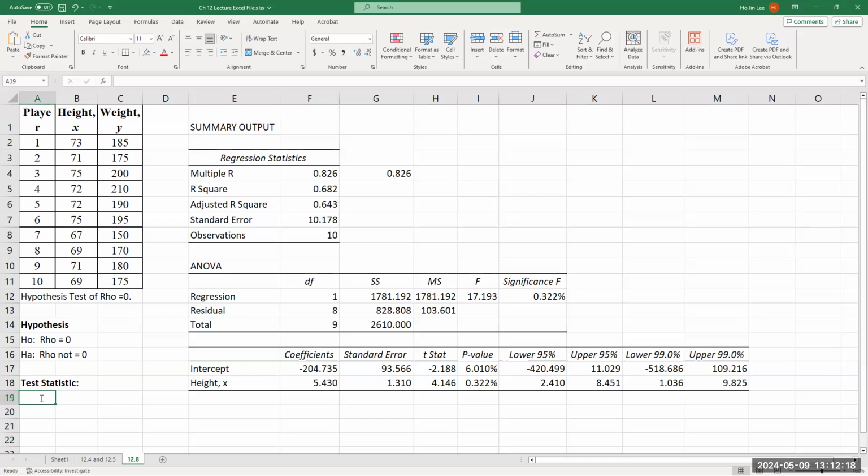So we have the test statistic T, and that is equal to R times, open parentheses, and I'm going to put a second parentheses for the numerator, n minus 2, which is 10 minus 2, close the inner parentheses. So that's the numerator, divided by the denominator, which is 1 minus R squared. R squared is right here. Link it to that, or you could just do R and square it.